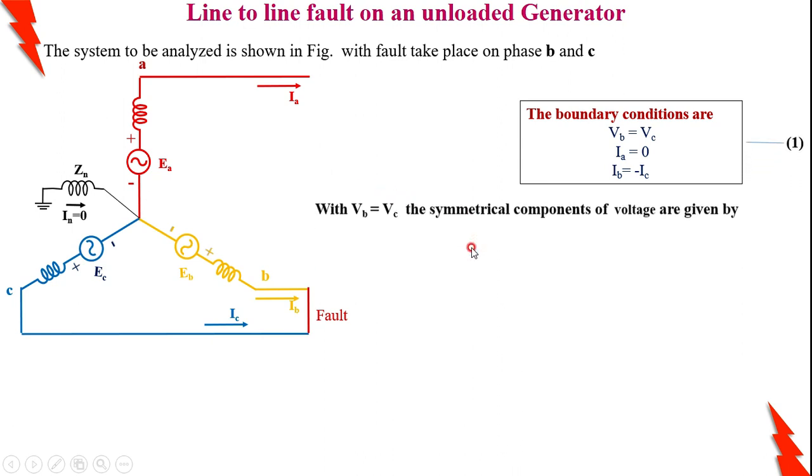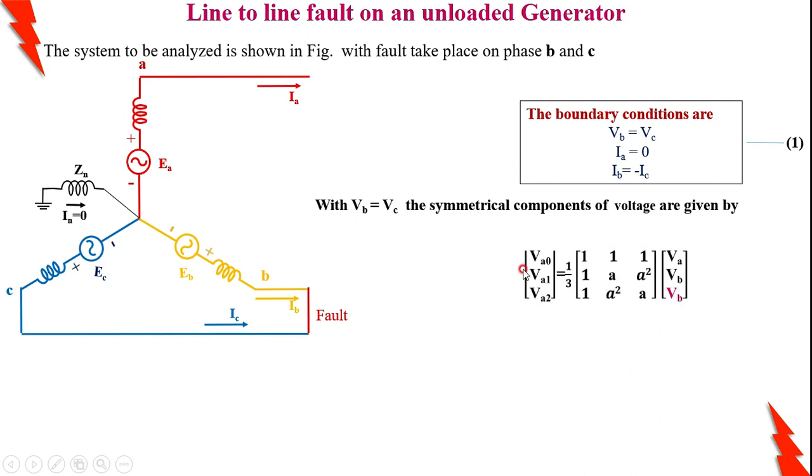Then if we are putting VB equal to VC in the sequence voltages, that is VA0, VA1, VA2 equals 1/3 times the matrix 1, 1, 1; 1, a, a²; 1, a², a, then because VB is equal to VC, VC is replaced by VB. Then what I derived by writing the equation clearly is VA1 is equal to VA2. If you are using this also, you are getting VA1 is equal to VA2.